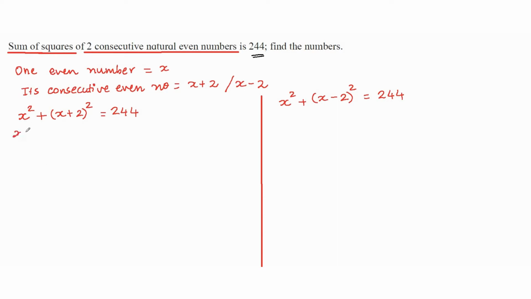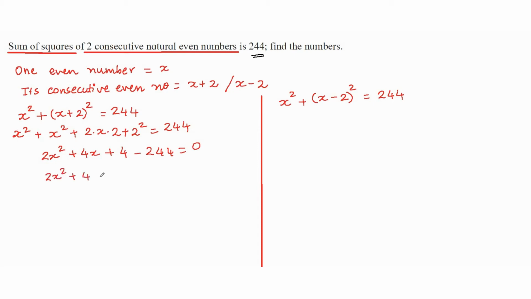Here I can expand it using a plus b the whole square. So a square plus 2 into a into b plus b square is 244. So 2x square plus 4x plus 4 minus 244 is equal to 0, which means 2x square plus 4x minus 240 is equal to 0, and therefore x square plus 2x minus 120 is equal to 0.